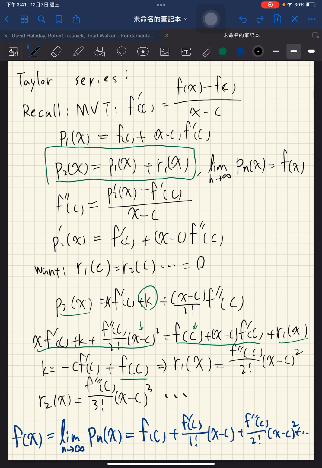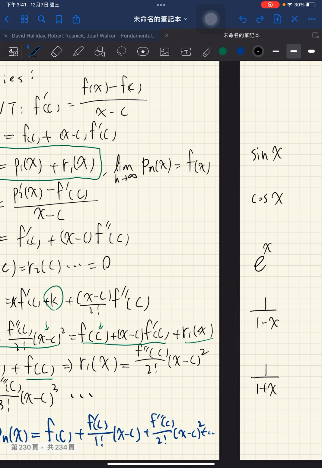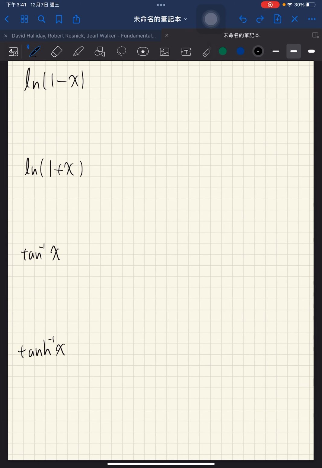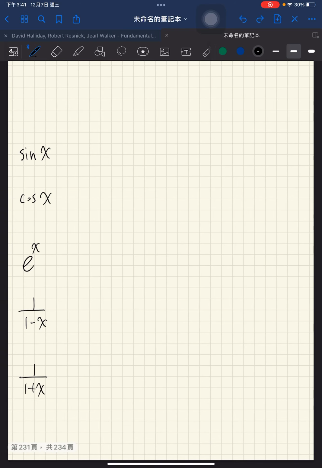When we use mathematical induction, we will get f(x) is actually f(c) plus and so on, in this form. Alright. And let's prove, okay, I'm not going to do induction. Sorry. And here are common Taylor series we may see in our textbooks, functions we may see.